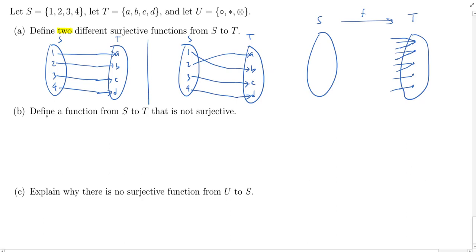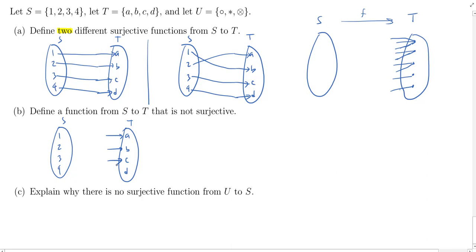Now we want to find a function from S to T that is not surjective. All right, let's draw our picture again. 1, 2, 3, 4, and we go to our T: A, B, C, D. Now to be not surjective, that means one of A, B, C, or D, one of the points in the codomain, needs to be left out.